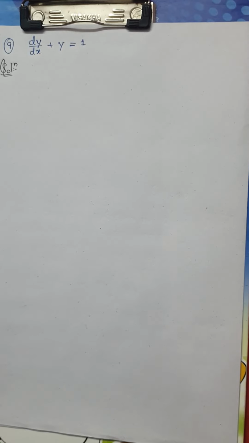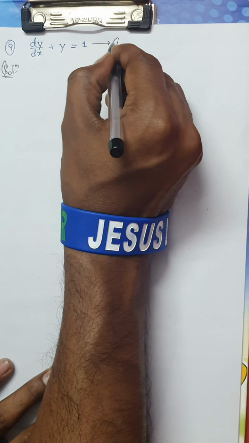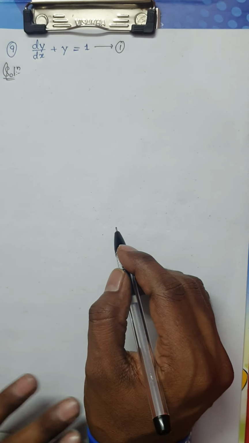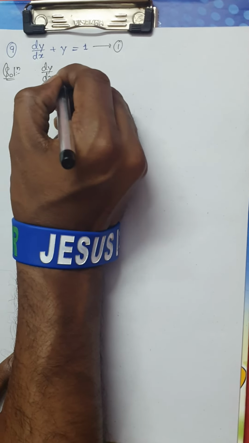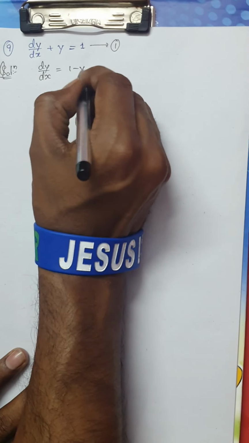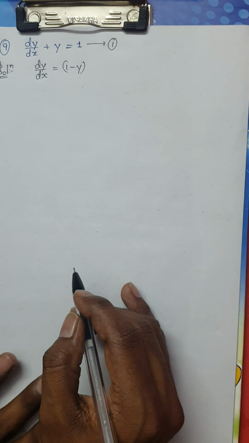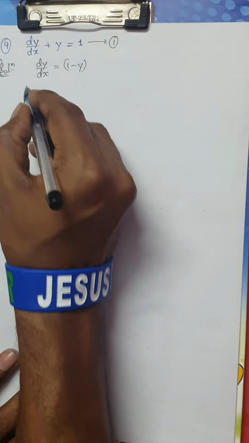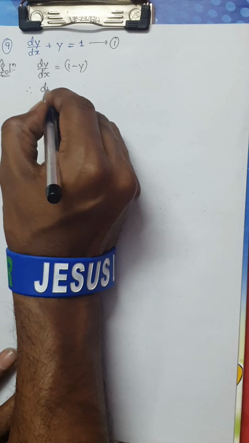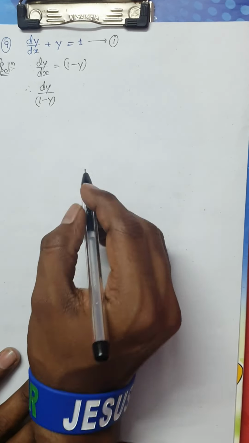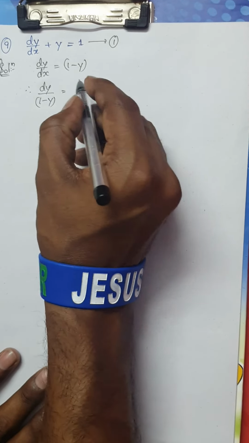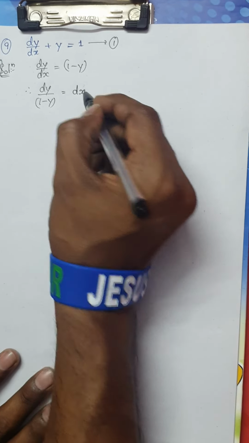Right, students, the next question I have is dy by dx plus y is equal to 1. Let me take it as equation 1. See how I'm going to simplify this. I'm going to simplify this as dy by dx is nothing but 1 minus y. Now separate the variables. Keep the dy term on the left hand side itself. So dy divided by the y term, 1 minus y, is nothing but dx.